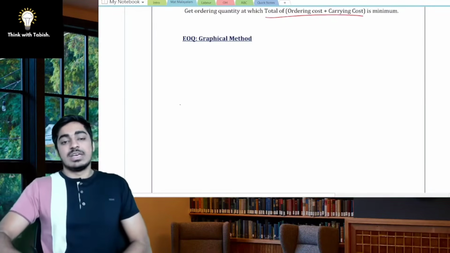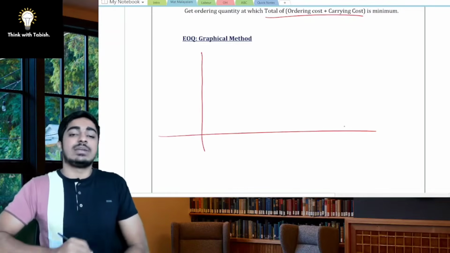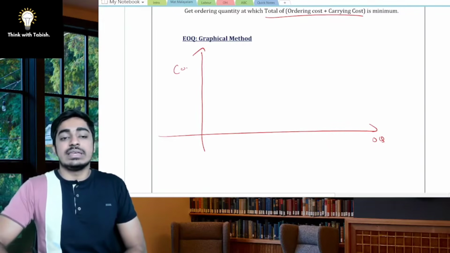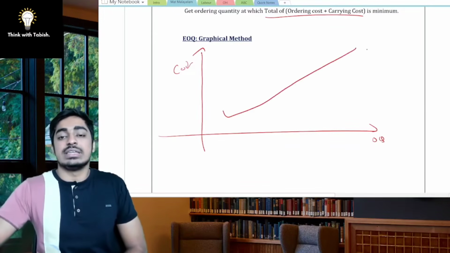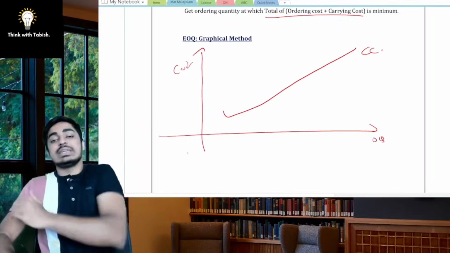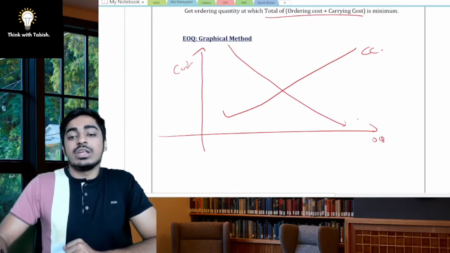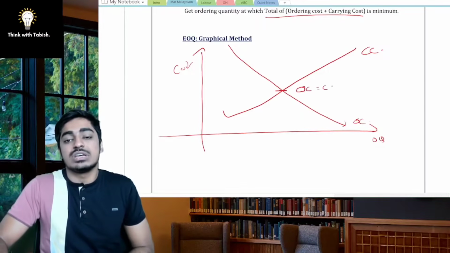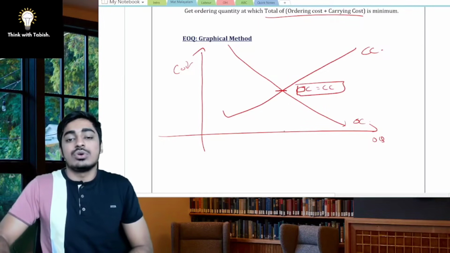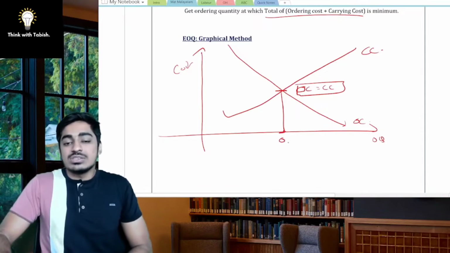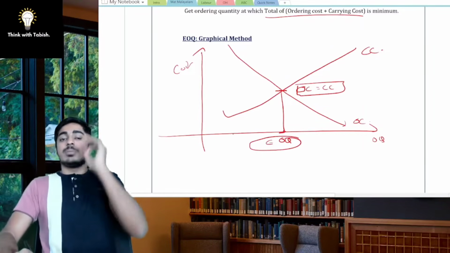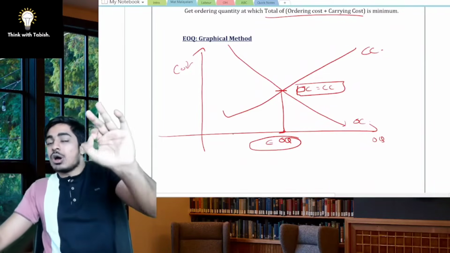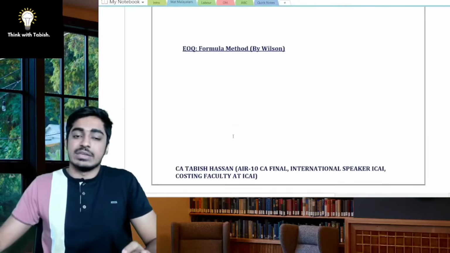Firstly, arriving at EOQ through graphical method. We've discussed that. When ordering quantity increases, carrying cost increases. And when ordering quantity increases, ordering cost decreases. This is that point wherein ordering cost is equal to carrying cost, wherein the total cost is minimum. So this order quantity will be the economic order quantity. So at economic order quantity, our total ordering cost will be equal to total carrying cost.